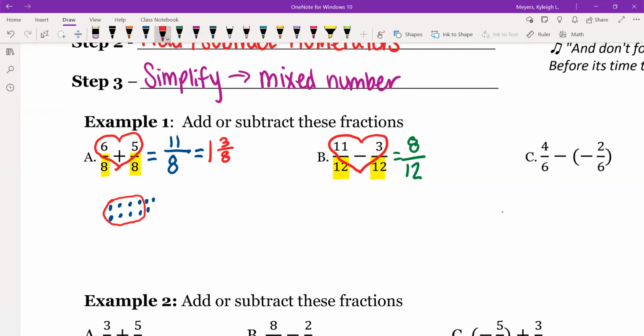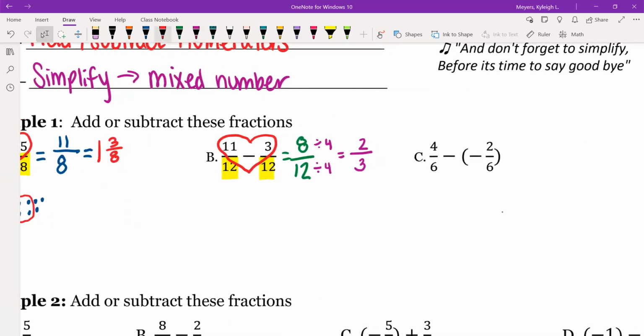So think about what's a number that we can divide both 8 and 12 by. We can divide them both by 2, but something a little bigger maybe, like 4. And 8 divided by 4 is 2. 12 divided by 4 is 3. So then our answer is 2/3. If on a test you left it as 8/12, that would be wrong, especially if it says put it in simplest form.